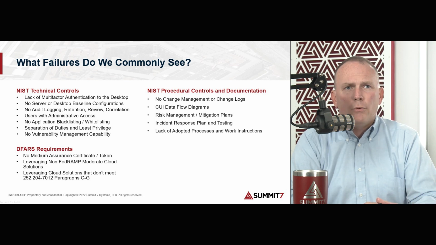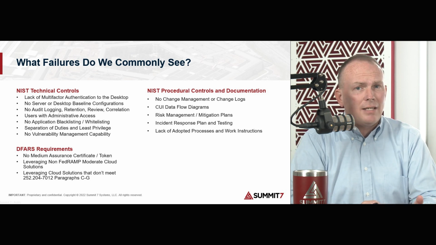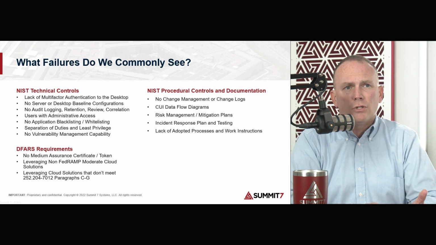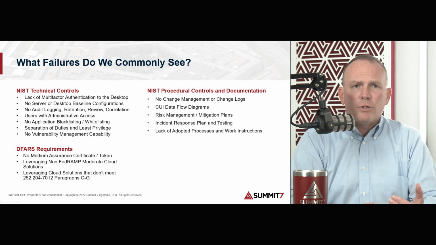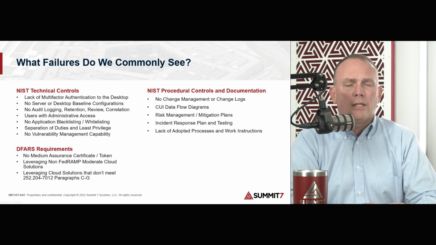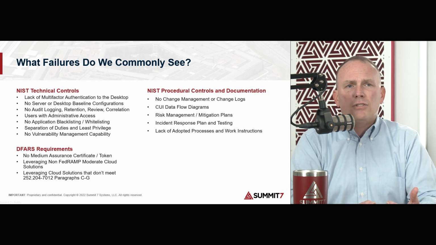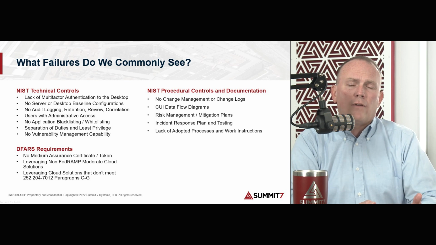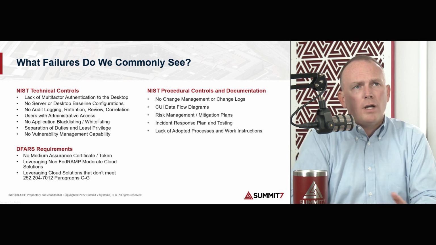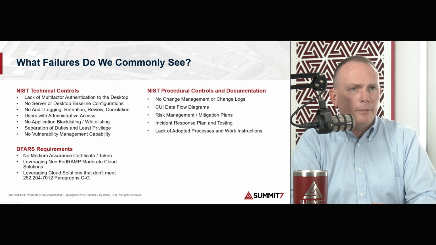From a procedural standpoint, do you have data flow diagrams? Do you have a risk management plan in place? Do you have an incident response plan? Have you tested that incident response plan? Are you doing tabletop exercises around that incident response plan to ensure that you're testing it appropriately? Have you adopted all of your processes and your work instructions? Are they being followed appropriately? If an assessor came in and asked to see your work instructions for how you add a user to your environment, do those work instructions exist? Those are the kinds of questions you need to ask yourself, okay?